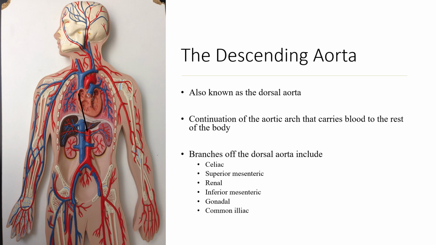Okay, so now we've done the head and we've done the arms. Now we're going to work our way down the rest of the body via the descending aorta. The descending aorta is also known as the dorsal aorta. It's basically just a continuation of the aortic arch that carries blood to the rest of the body. It branches off into several major arteries, one of which is the celiac, the superior mesenteric, the renal, the inferior mesenteric, the gonadal, and the common iliac. And so we're going to go through each of these.